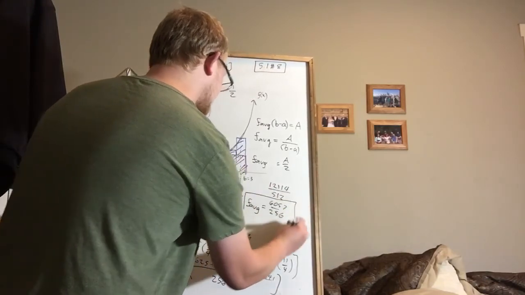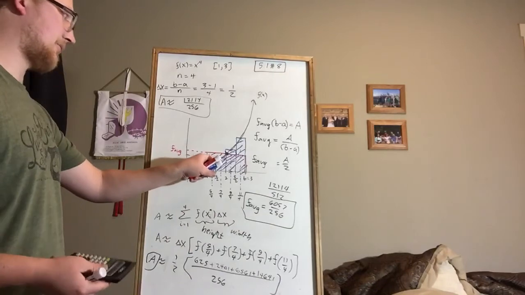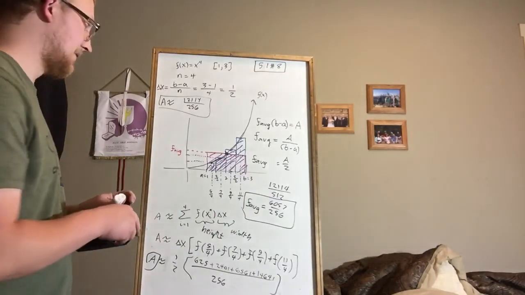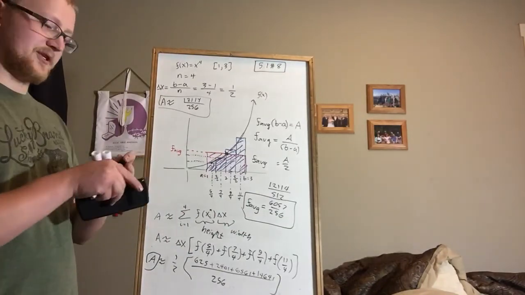And so this is the solution for our problem. By setting the red rectangle equal to the blue rectangle, we found the average value of the function f average.